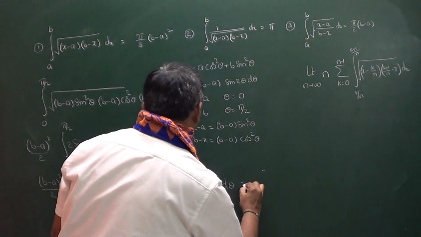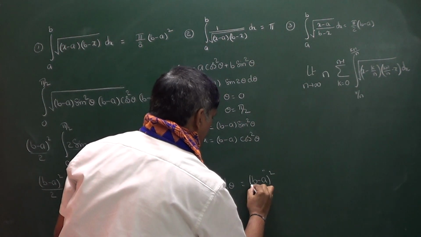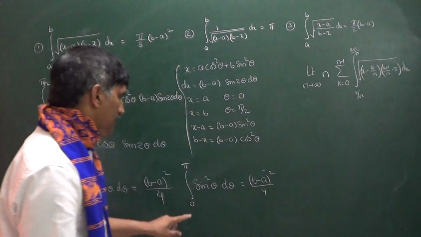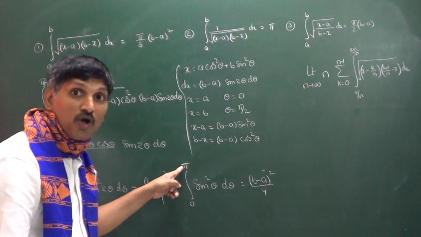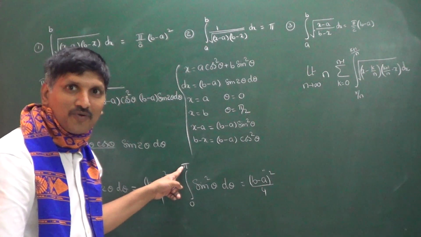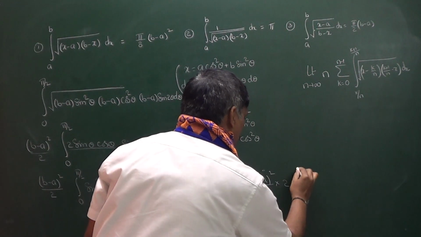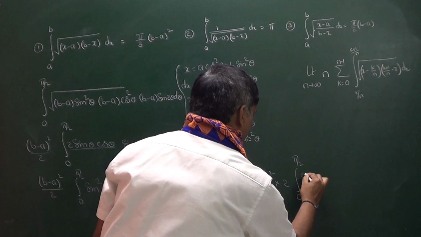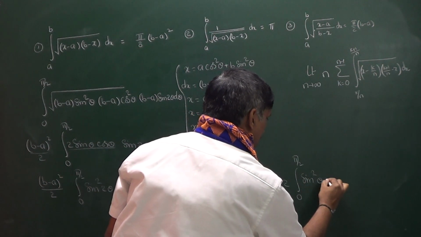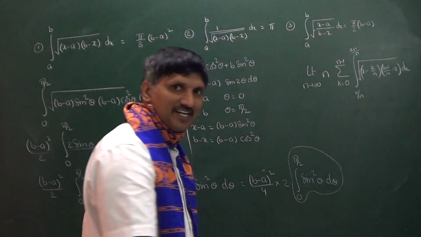That is the reason for (b minus a) whole square divided by 4. Now we can write this as (b minus a) whole square divided by 4 into the integral from 0 to pi. The property 0 to 2a is satisfied, so we can write this as 2 times the integral from 0 to pi by 2 of sin square theta d theta. Now we can apply the Wallis reduction formula here directly.